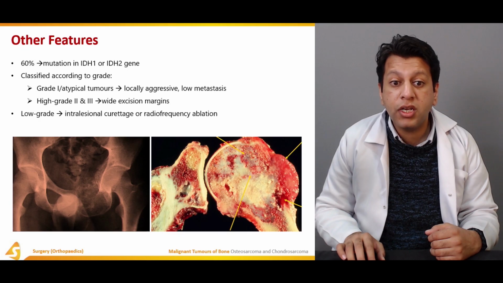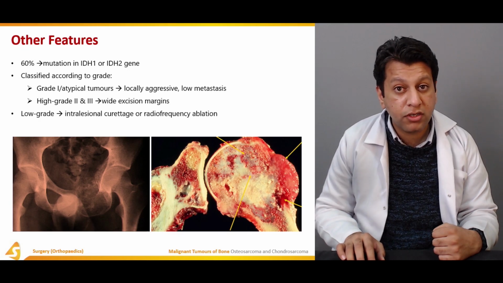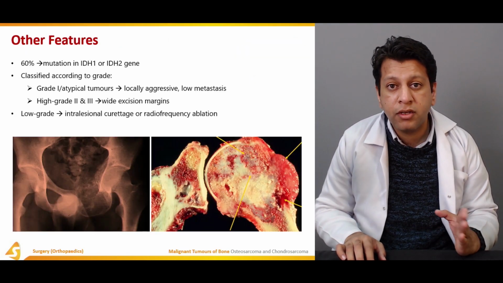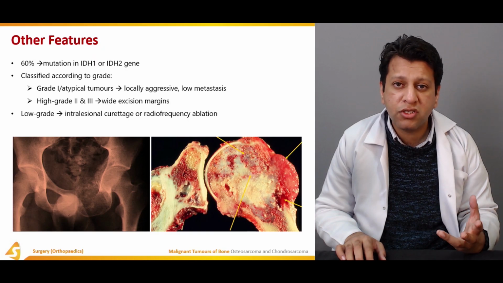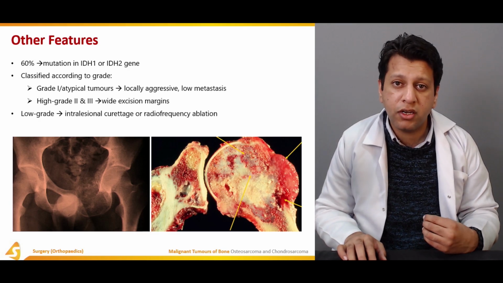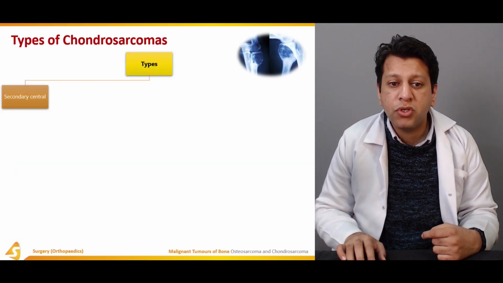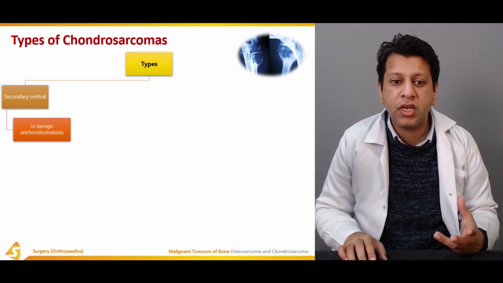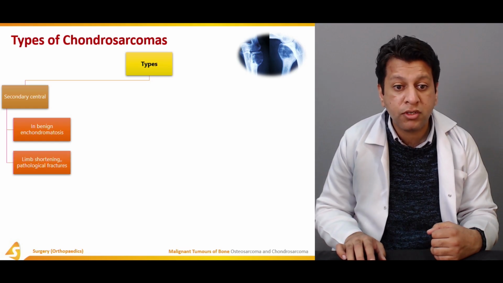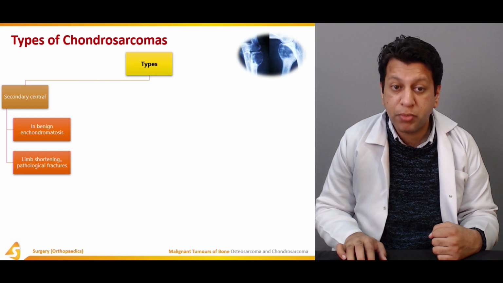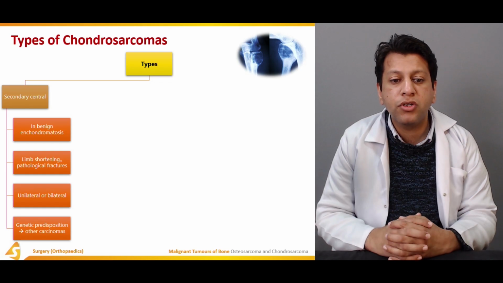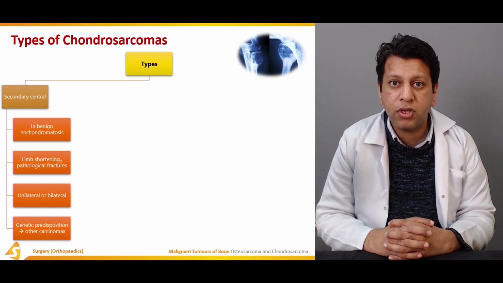For low grade, intralesional curettage and radiofrequency ablation are enough. For high grades, wide local resection is done. They are usually resistant to chemotherapy and radiotherapy, but after wide local resection, radiotherapy may be given in some cases only. Types include, as I told you, the central type of chondrosarcoma. They usually arise from benign enchondromatosis, with limb shortening, and usually present with pathological fractures. They may be unilateral or bilateral, and genetic predisposition to other carcinomas may be common as well.